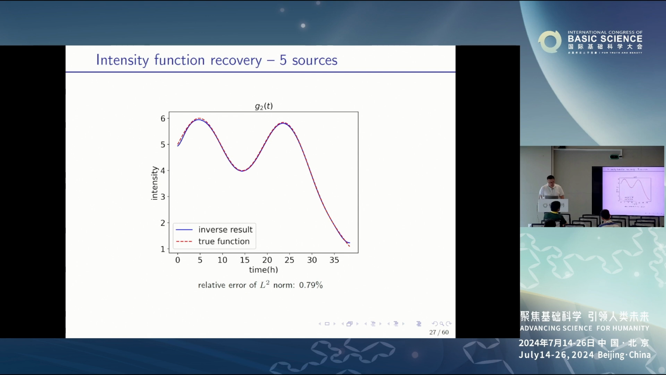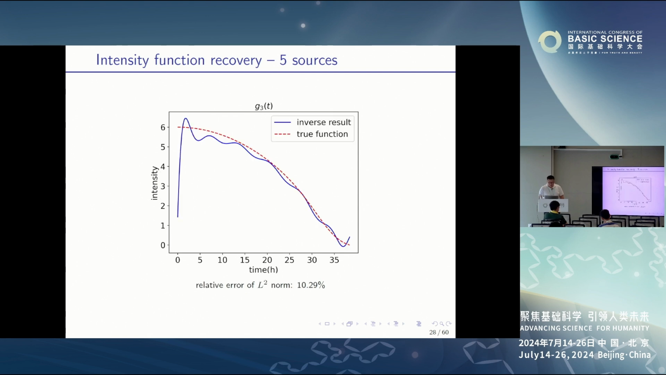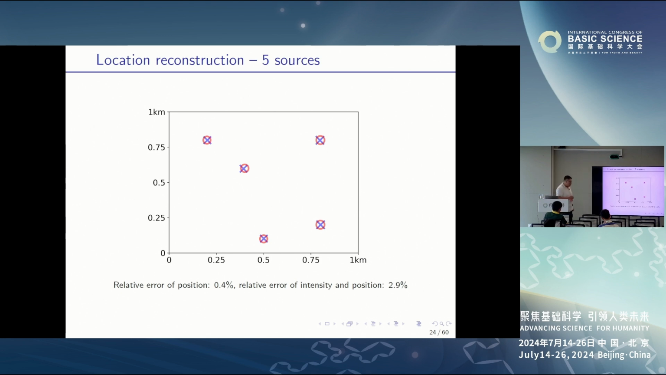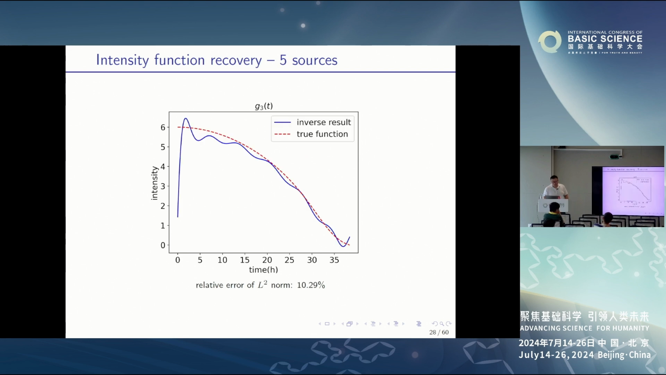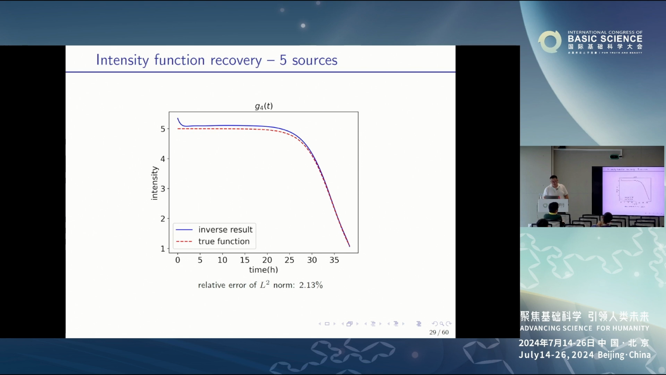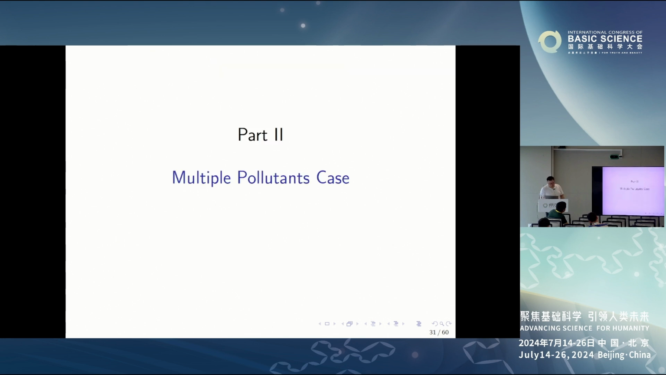That's corresponding to the second one. And the third one, remember this one is associated with this guy. So a small reconstruction error here can lead to a relatively large reconstruction error in the intensity functions. So this is G3, and G4 is better, and G5. So for the single pollutant case, we can accurately reconstruct the location and also the intensity functions. That's basically what this numerical example tells us.